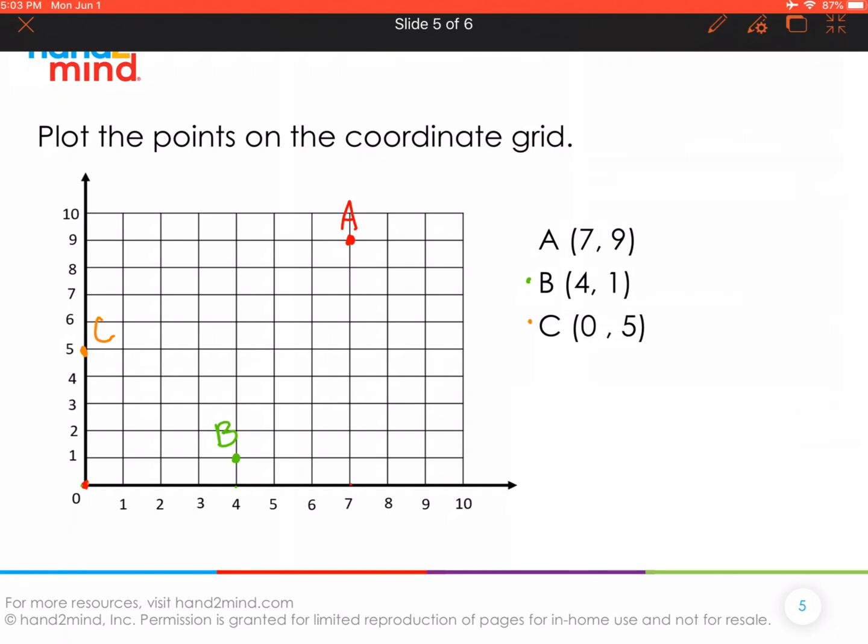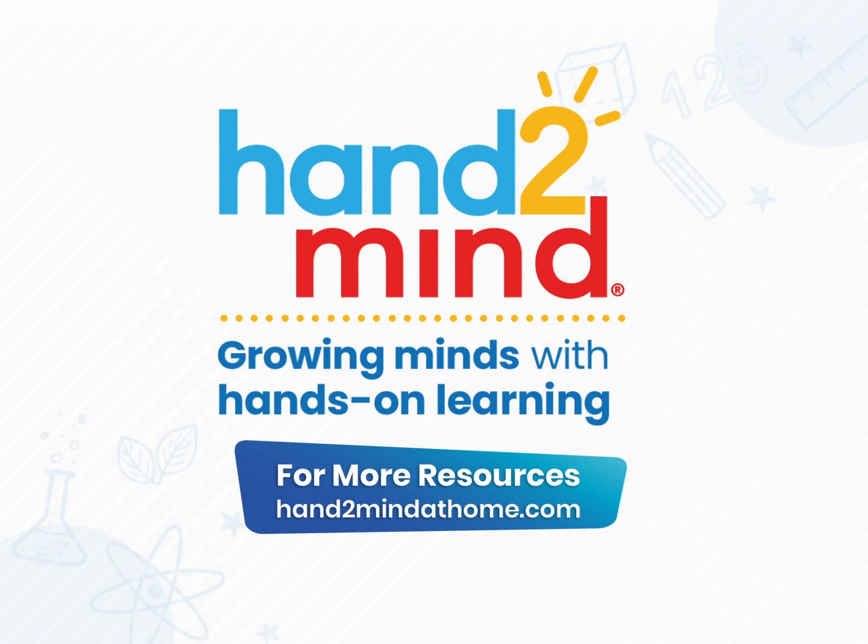So remember, when we are plotting points, we always look at our x and our y axis, and our ordered pairs are always x, then y. Again, we start at the origin, we go to the right, and then we go up to find the location of our point. Thank you so much for joining me today on this review of our coordinate grid and points.